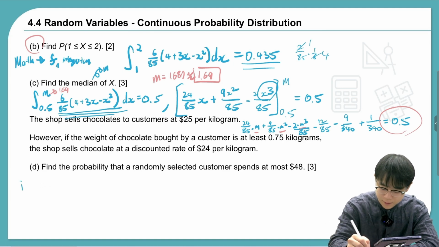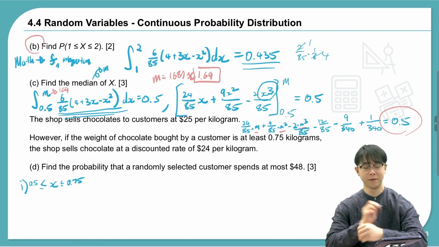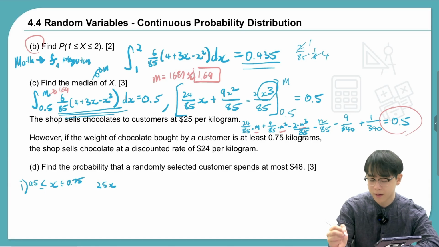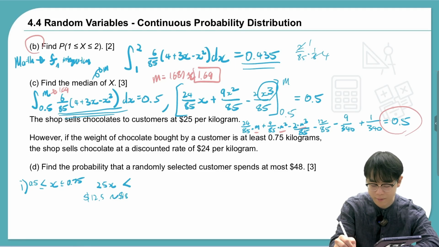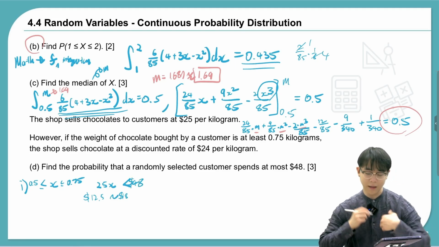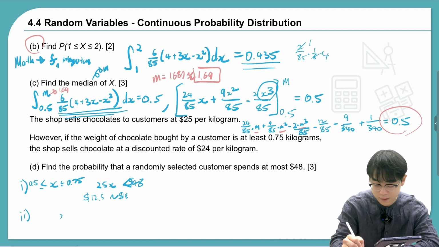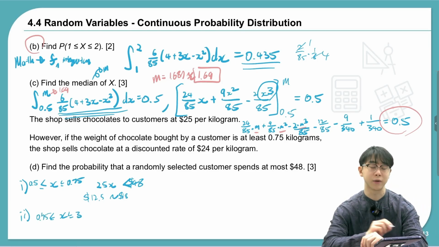So the first case is if the customer buys somewhere from more than 0.5 but less than 0.75 kilograms of chocolate. In that case, the money spent would be 25x. But that would clearly be between $12.5 to somewhere around $18, $19. So that's clearly less than $48. Right? So if the customer is spending more than $48, that means x is somewhere between 0.75 to 3 kilograms.